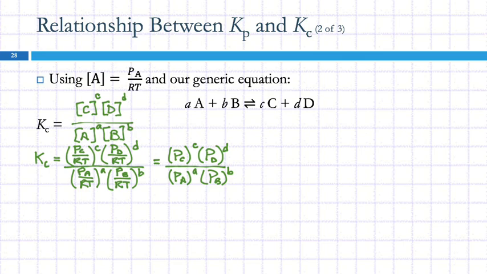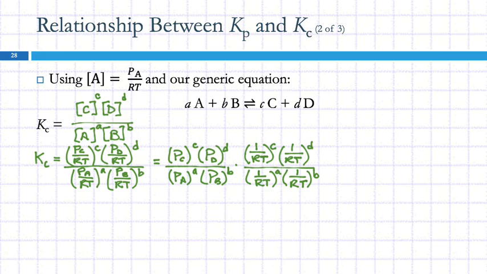Okay, so I pulled those out. We can't just abandon the rest of it. So this is 1 over RT to the C times 1 over RT to the D, over 1 over RT to the A, 1 over RT to the B. Sometimes things get worse before they get better, right? Cleaning out a closet, you have to make more of a mess before you can reduce the original mess.